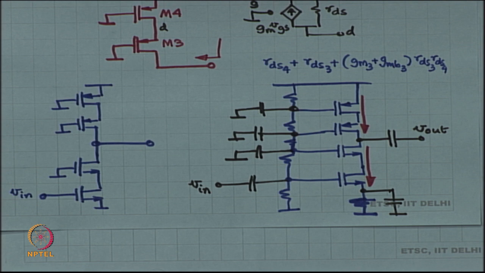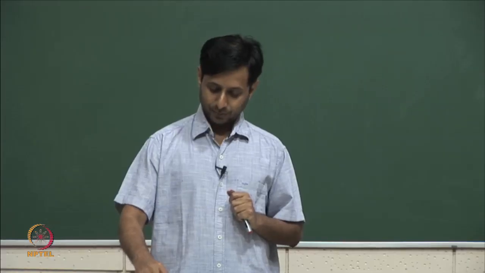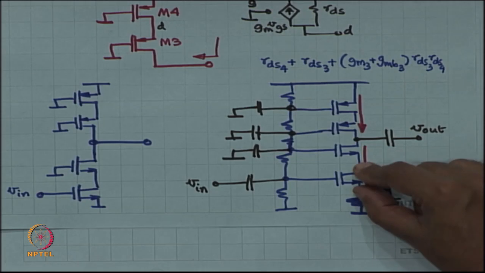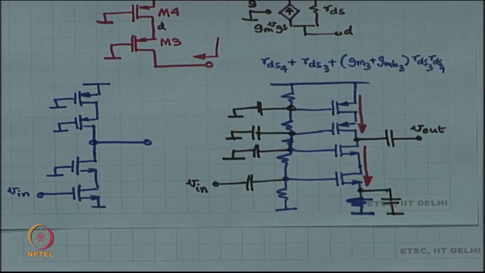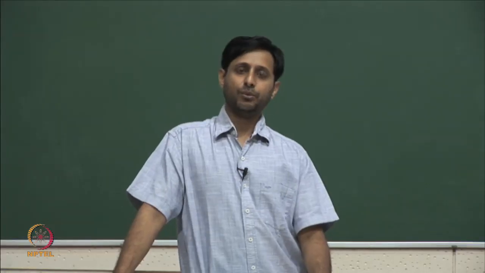And then at the same time you have to make sure that VDS, the drain to source voltage of each of these devices, is enough to make sure that the devices remain in saturation at all times. So, this we have to think about a little bit. We will do that in the next class, and then we will move on to the next topic.